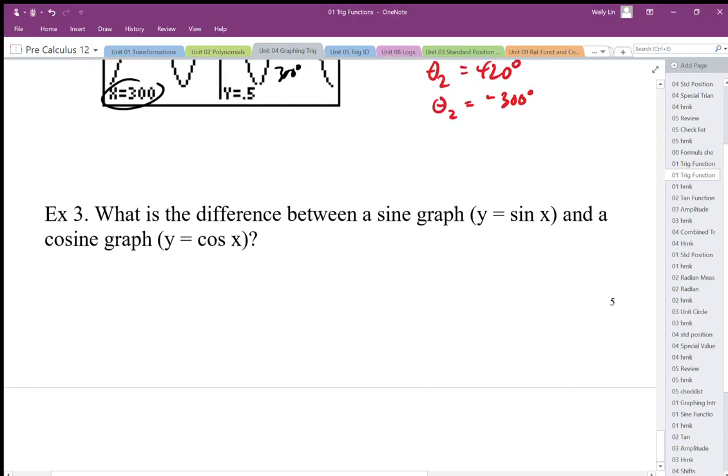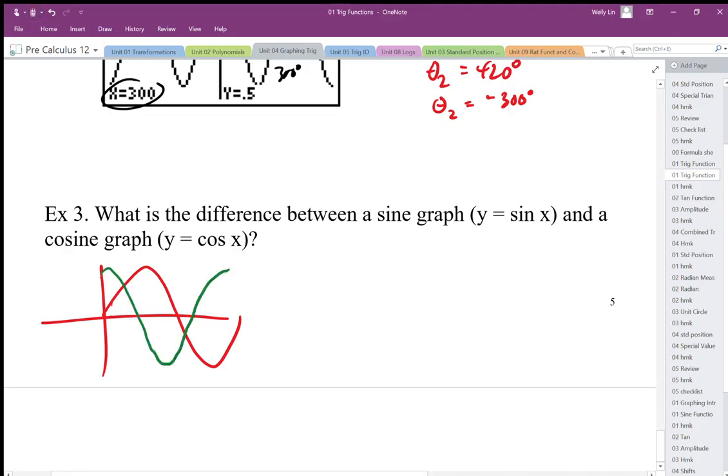So in closing, what is the difference between sine graph and cosine graph? Well, really there's not much difference. The shape is exactly the same. So there's my sine graph. Let's sketch my cosine graph like that. Here's my cosine graph here.